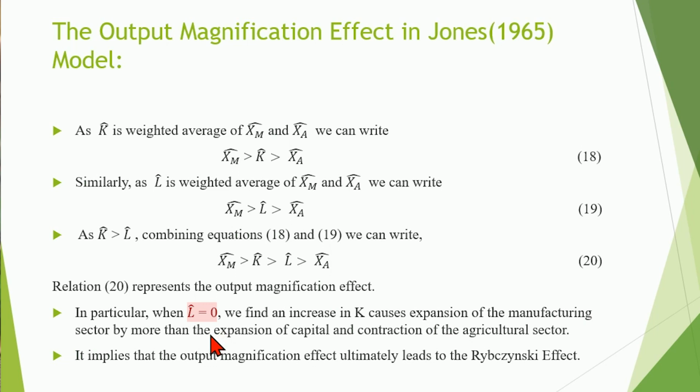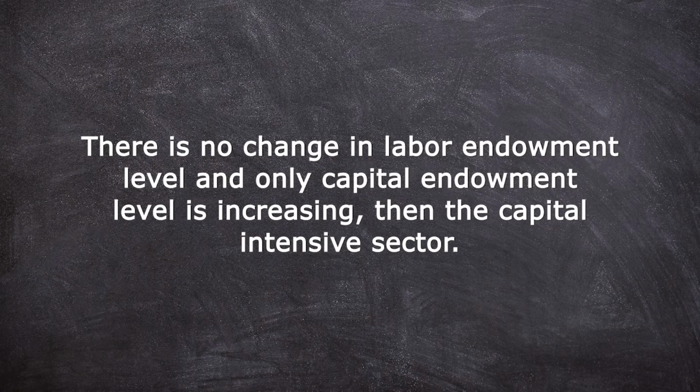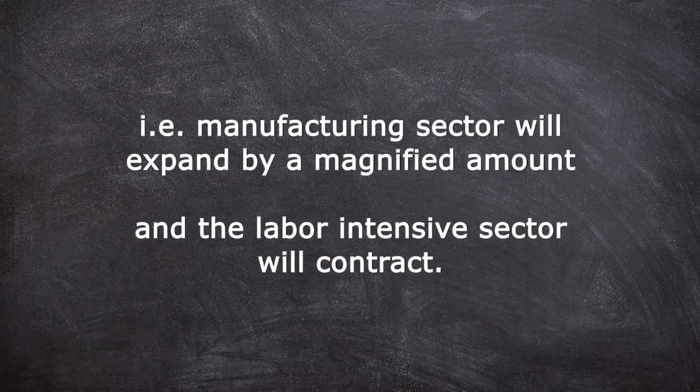That means if capital increases more than labor, then the capital intensive sector, the manufacturing sector, not only increases, it increases by a magnified amount. Now, if we assume l hat is equal to 0, that means there is no change in labor endowment level and only the capital endowment level is increasing, then the capital intensive sector, that is the manufacturing sector, will expand by a magnified amount and the labor intensive sector will contract. This is the output magnification effect, and this ultimately leads to the Rybczynski effect.